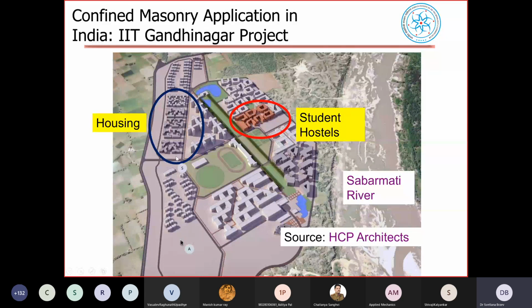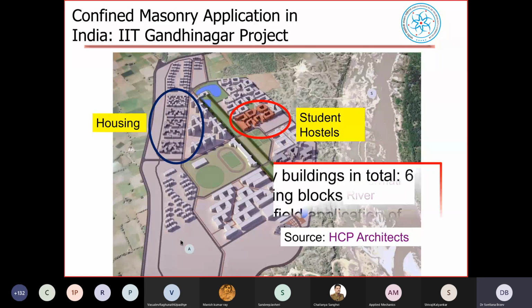Those are 30 housing blocks, and then initially 6 student hostels. Later on, 6 more hostels were also constructed in confined masonry, but this was the first step. The construction took place between 2013 and 2015, and it is still going on. This is on the banks of the Sabarmati River, and here I show some photographs.